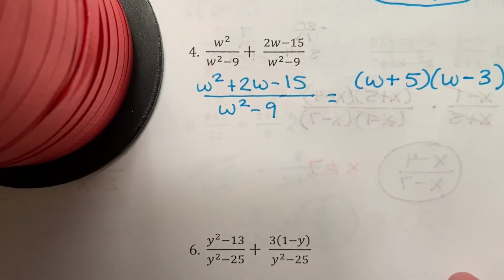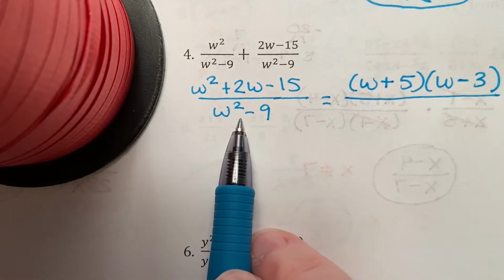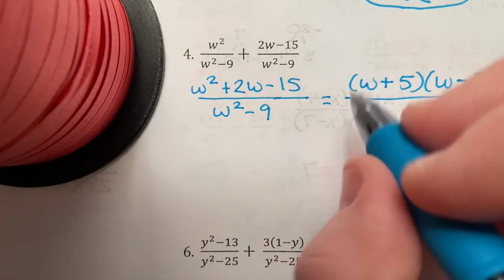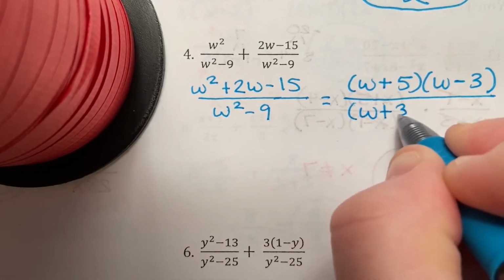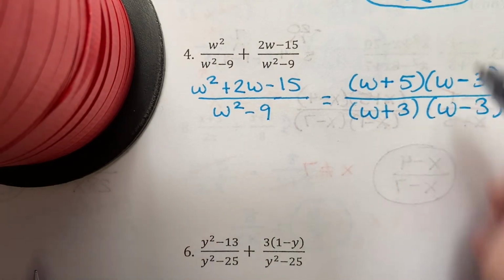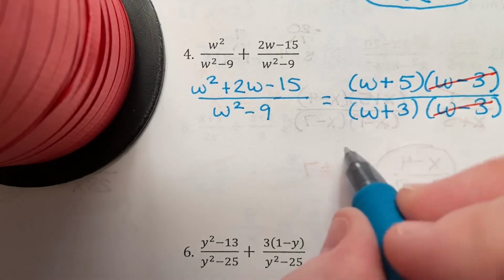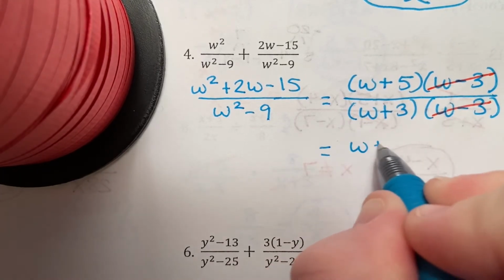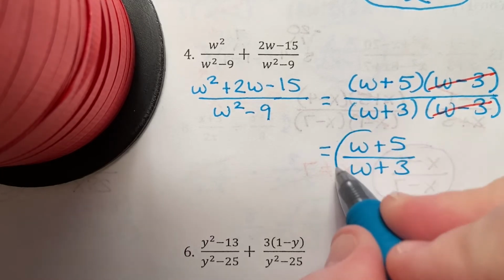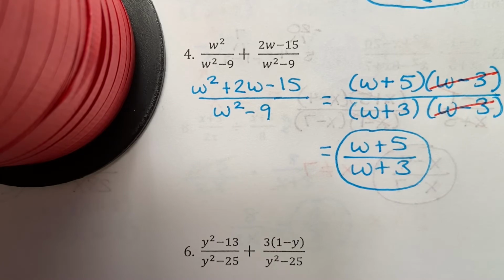And then in the denominator, I have a difference of squares, because it's a perfect square, subtraction problem. So I'm going to have w plus 3 and w minus 3. Again, the w minus 3's would cancel because they're the same in the numerator and the denominator. That leaves me with w plus 5 over w plus 3. The extraneous solution would be negative 3 because that would make the denominator 0.